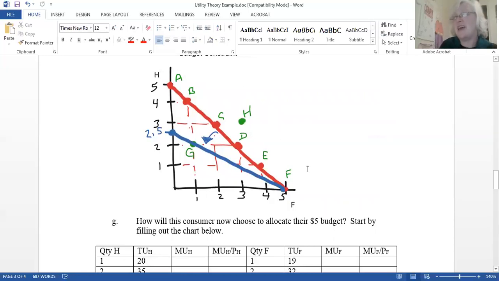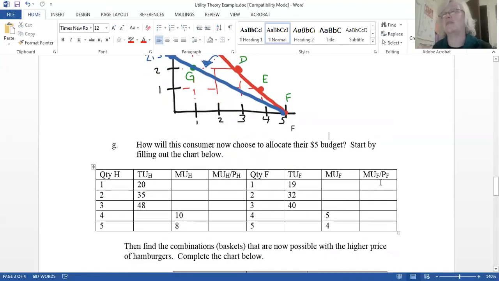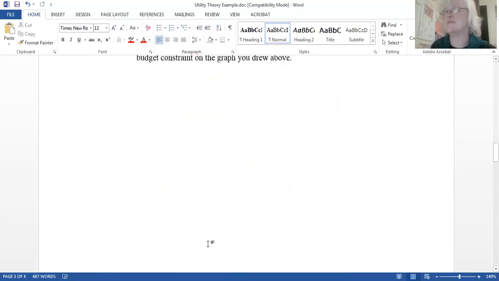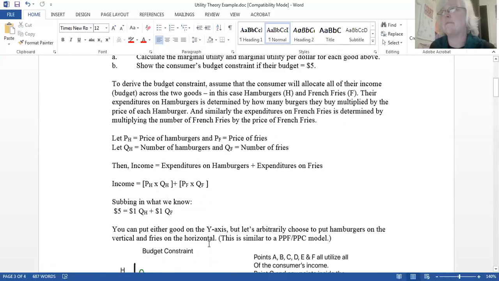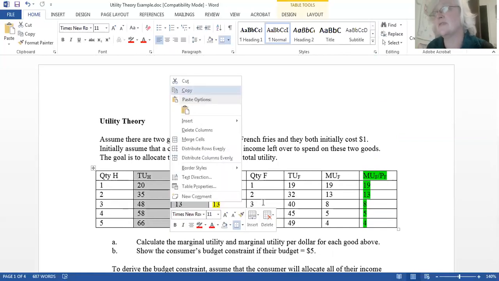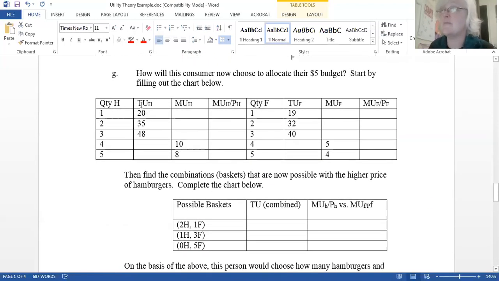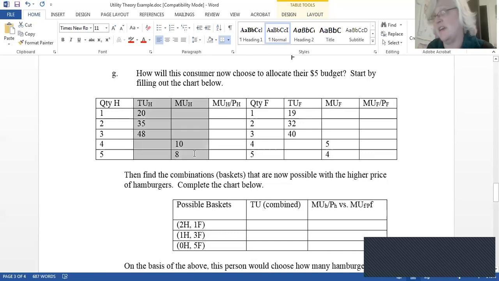All right, so now the question becomes, how can we allocate our $5 budget? In this case, I believe these are still the same numbers, so I'm just going to copy and paste these two columns. We've already done this. The utilities didn't change. And that's something to keep in mind. Just because the price changed, my utility did not change.